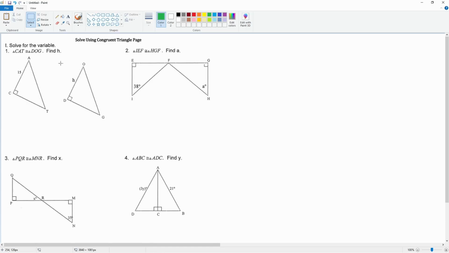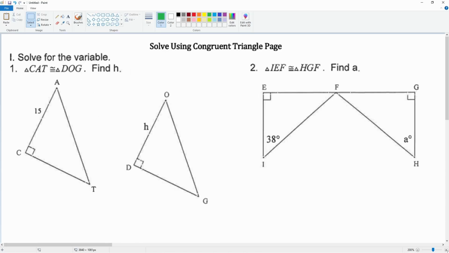Here you are going to solve for that variable. You are given that these are congruent. So fine. What is H? Well, you know that CD is congruent to DO. How do you know that? Look, CA is the first two, DO is right here. So line segment CA is congruent to line segment DO. So CA is equal to DO. So you can say 15 is equal to H.